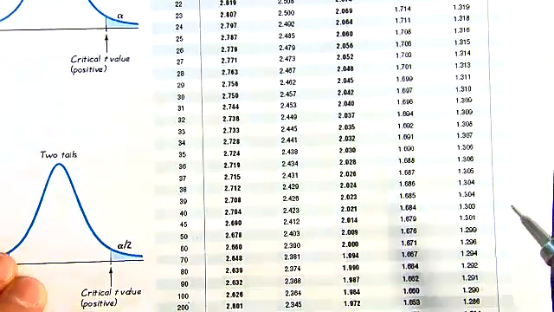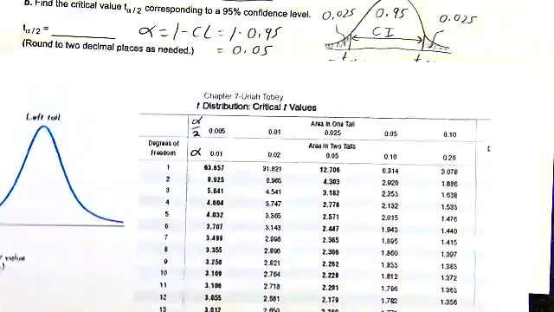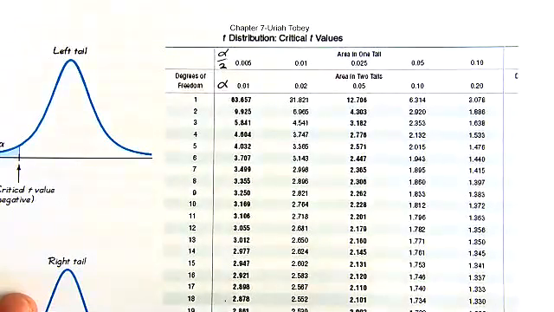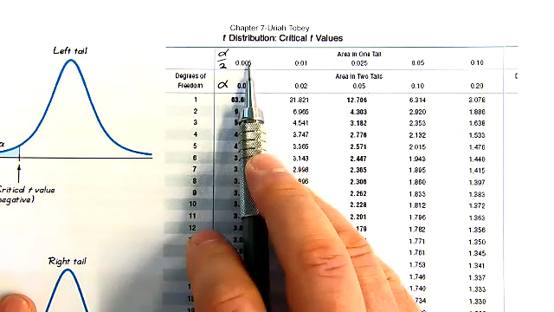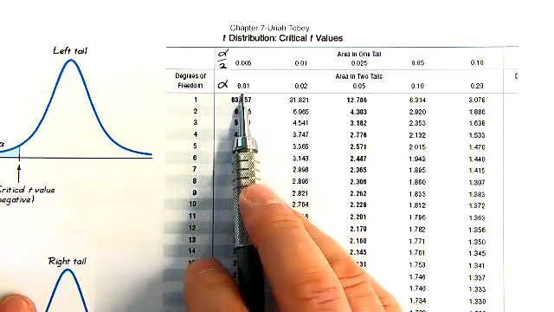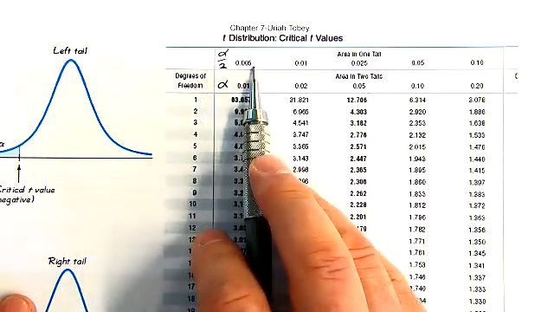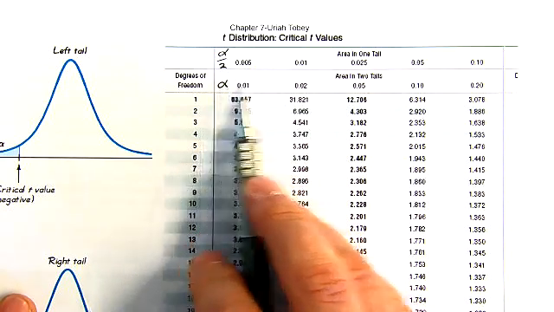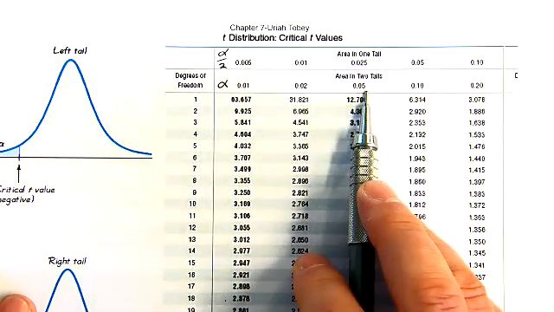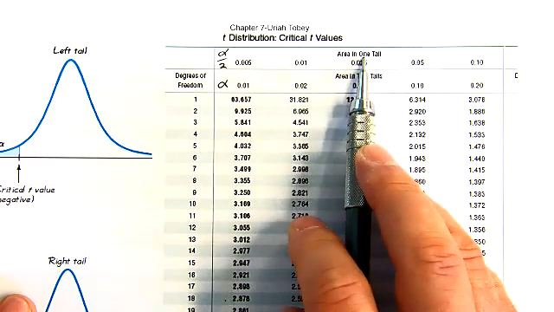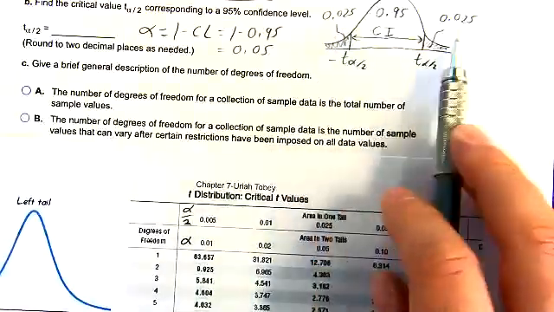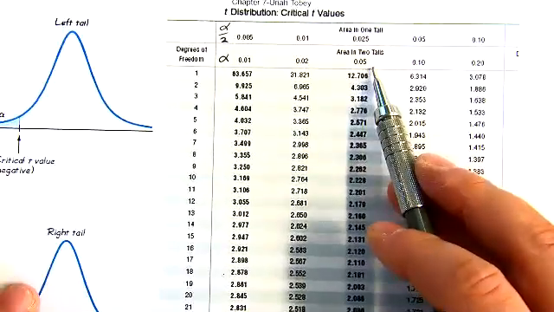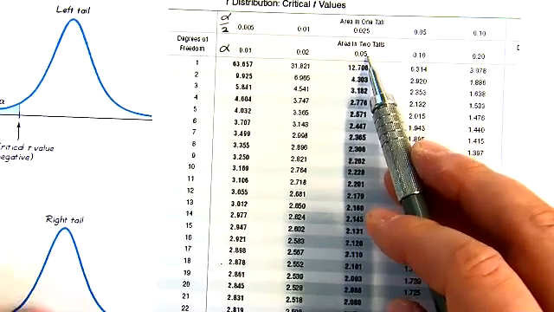But now the harder part is picking which column. So up here, the way this table works is these numbers are your alpha values. And then these numbers, if you notice, are just half of these. So these are your alpha over 2 values. Our alpha in this problem was 5%, so we're right in the middle. Notice the area in one tail would be 0.025, which is what I wrote here. So we need the middle column, and we need to go down to 50 on the left.